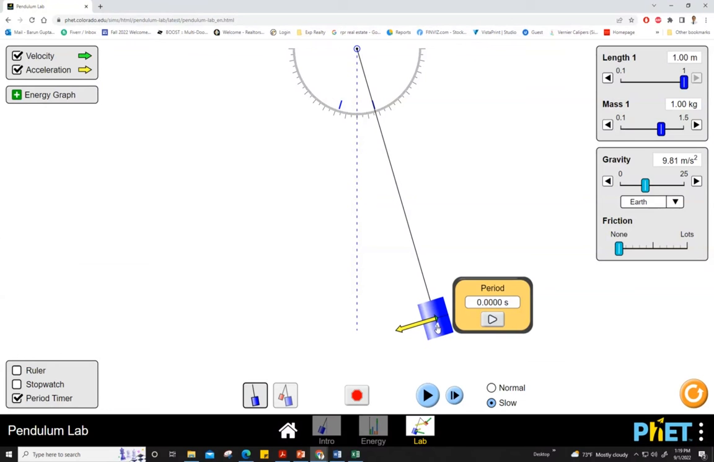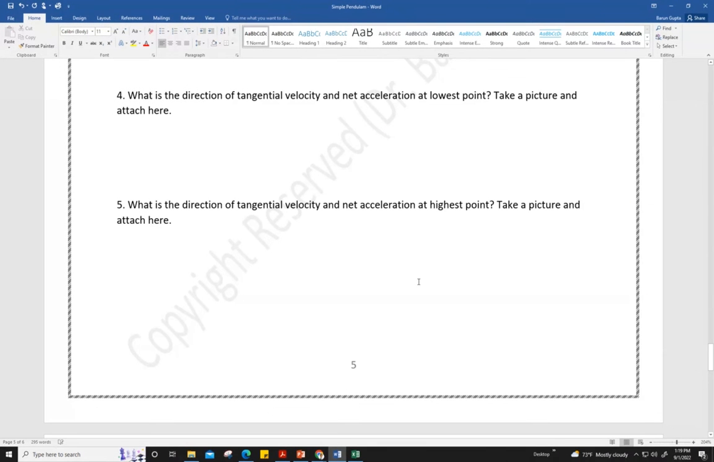So acceleration, even in this case, is not a constant quantity. The net acceleration is changing. The net acceleration here is the result of radial acceleration and the tangential acceleration. So in short, at the highest point, the velocity is zero, and when the velocity is zero, you have the maximum acceleration. At the lowest point, when the velocity is maximum, you have the minimum acceleration. All right, so that way you should be able to answer all these questions. Take a picture or a snapshot and attach it here.